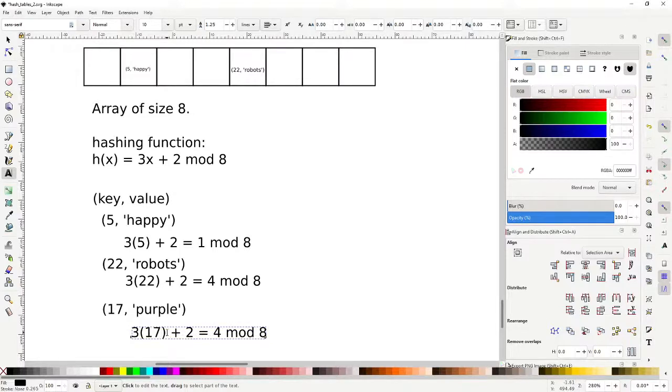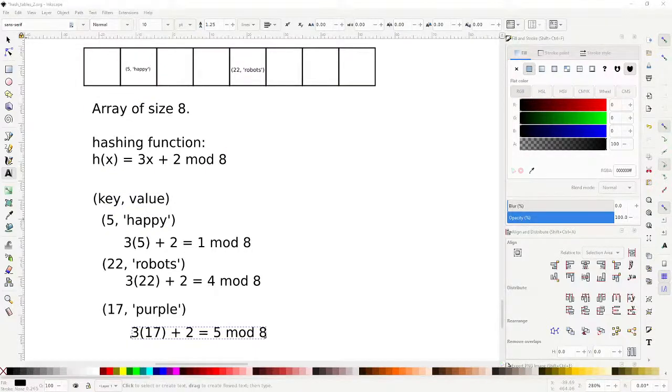So anyway, okay, 3 times 17 is 51, and then we add 2, so 53. So what is that mod 8? So 53 mod 8 is, I think that's 5, right? It's 5 mod 8. Let's use the ye olde Windows calculator to verify. So 53 mod 8 is 5.